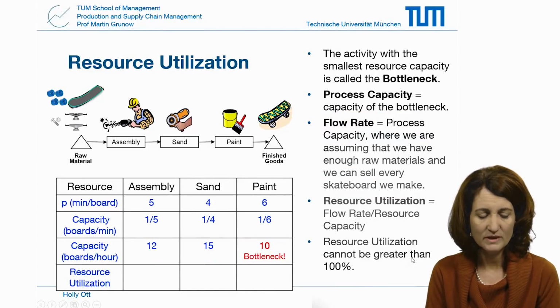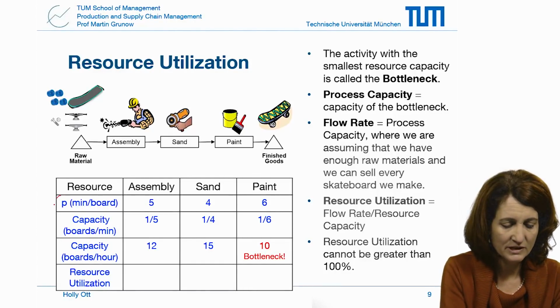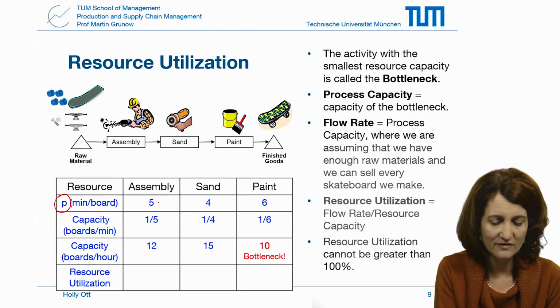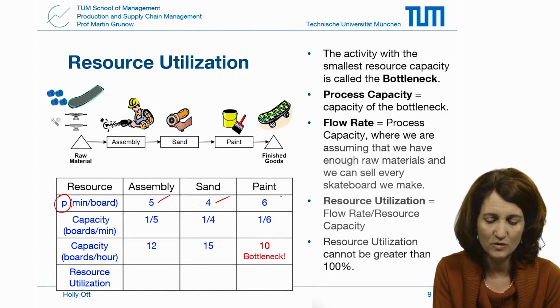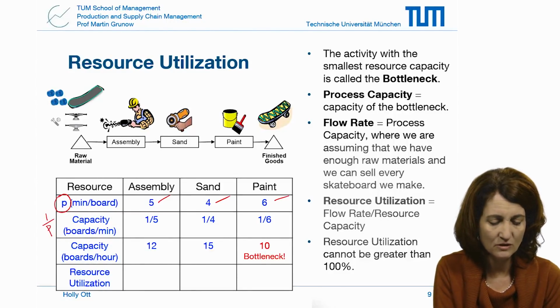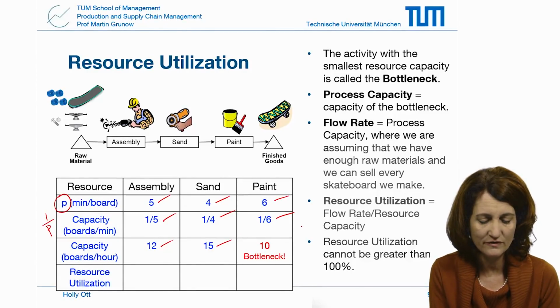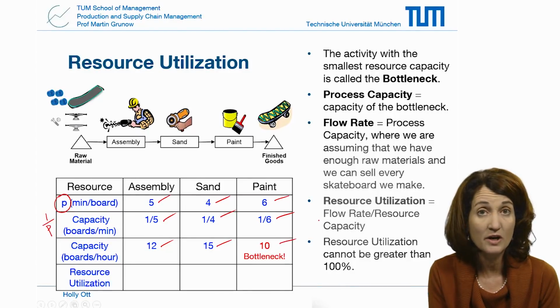So, what did we say? We have the resource activity time P, 5 minutes per board at assembly, 4 minutes per board at sand, and 6 minutes per board at paint. The capacity, which is equal to 1 over P, or 1 over 5, 1 over 4, and 1 over 6. Capacity in boards per hour, 12 boards per hour, 15 boards per hour, and the bottleneck, 10 boards per hour.